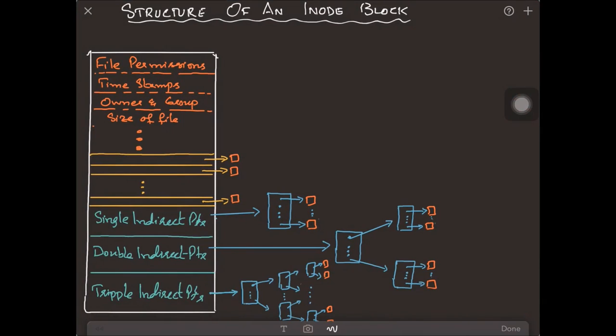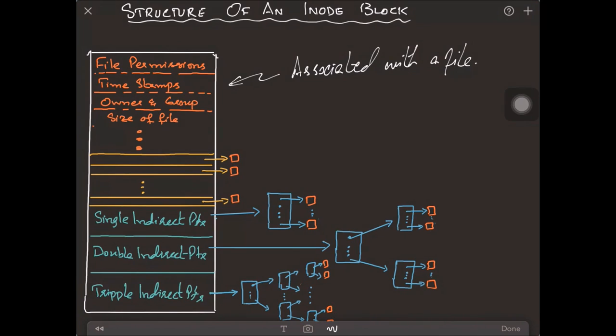Okay, right, gentlemen, this is the structure of an inode block. As we have talked about the inode number and an associated inode block, this structure is associated with a file. And we know that everything is a file, so every file has an associated inode block, which contains the metadata of the file.